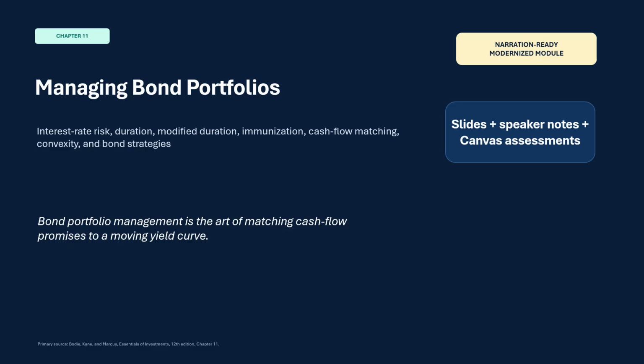By the end of this chapter, you should be able to explain what makes one bond or portfolio more rate sensitive than another, use duration to estimate price movement, compare immunization with cash flow matching, and understand why convexity, rebalancing, credit, and liquidity remain essential. Fixed income may sound calm. The yield curve did not sign that agreement.